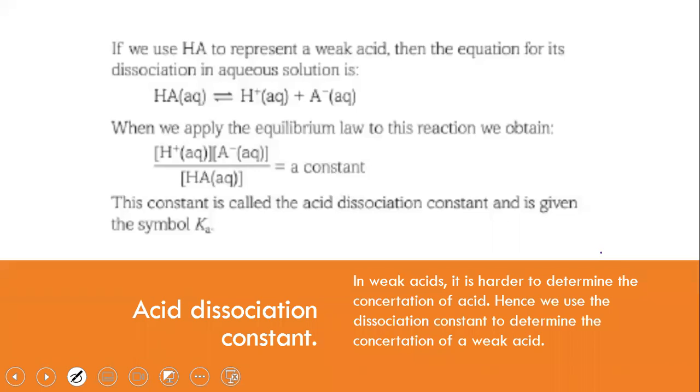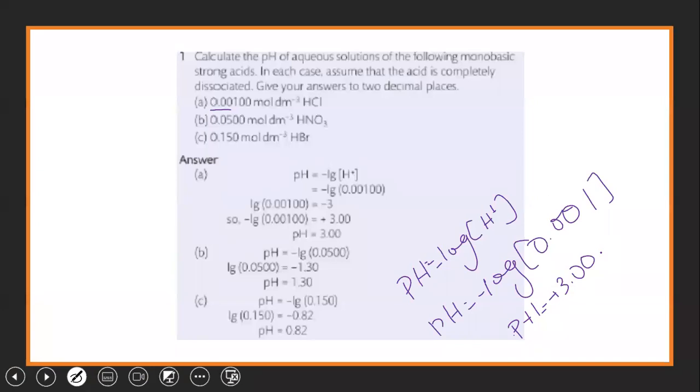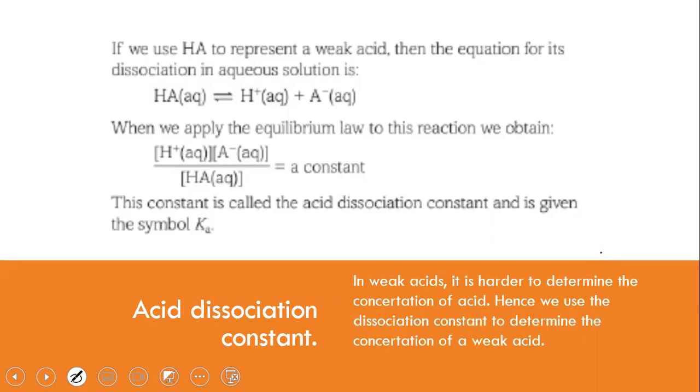Now, you can say, okay, miss, this is easy for strong acids, because in strong acids, the acid will completely dissociate. So whatever the concentration of the acid is, the concentration of the hydrogen ions will be the same because it's completely dissociating. What about in a weak acid? A weak acid will only partially dissociate.